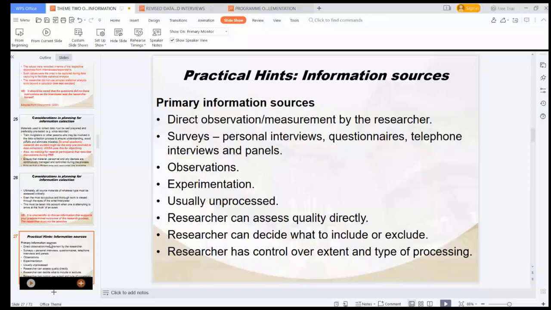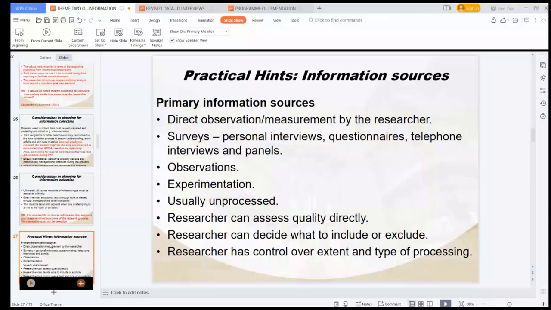Now, this is the hint. This slide presents to us the hints about information sources. Here we start with primary information. We said these are direct observations or measurements by the researcher. That is when I'm collecting data: surveys, personal interviews, questionnaires, telephone interviews, and panels. These are the methods that we saw earlier at the beginning, and we asked if we can only use one. We've agreed that we can mix them, we can triangulate, which is good.